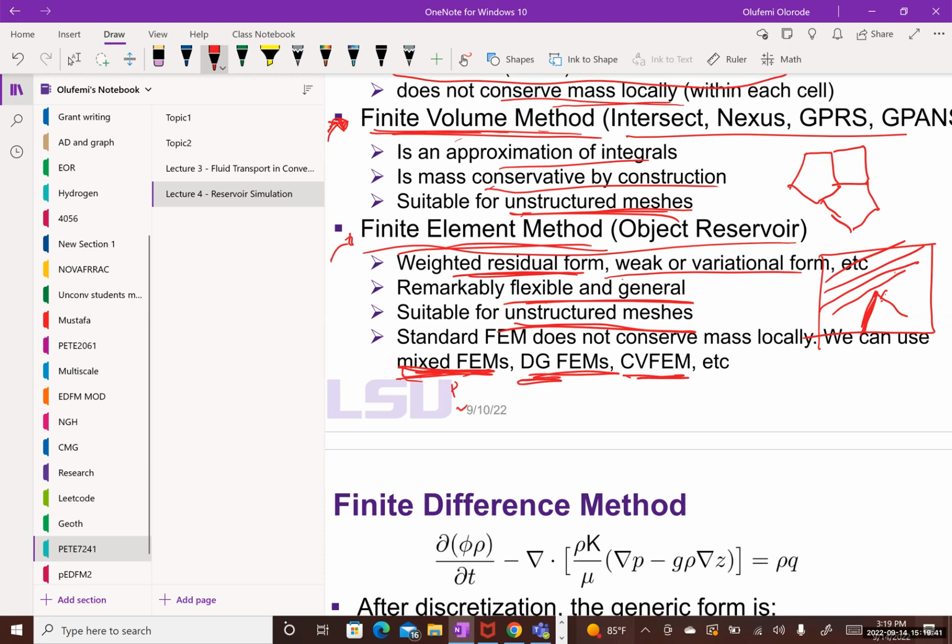Control volume finite element method, as you can probably guess, constructs a control volume around the finite element meshes, and it will conserve mass locally in that control volume method. And I've actually published on this. This is what I did for my master's. Why did I do this?